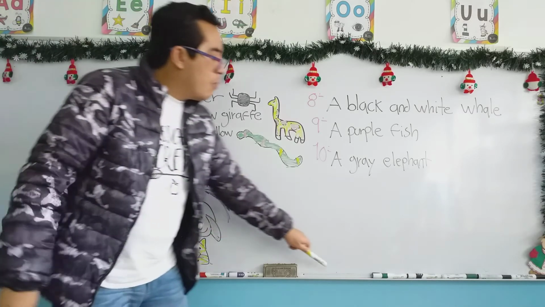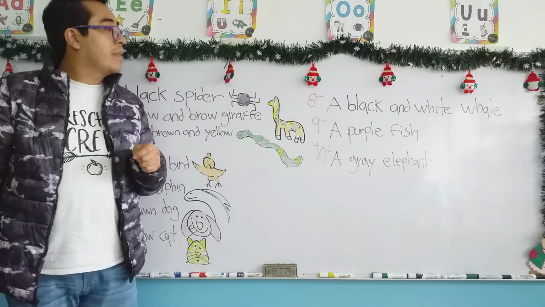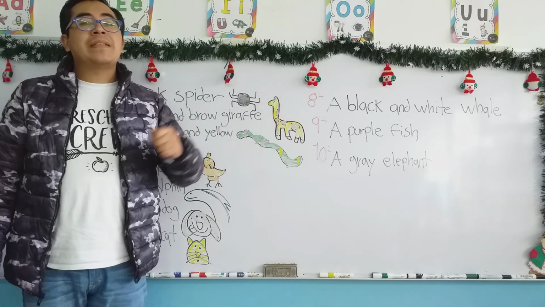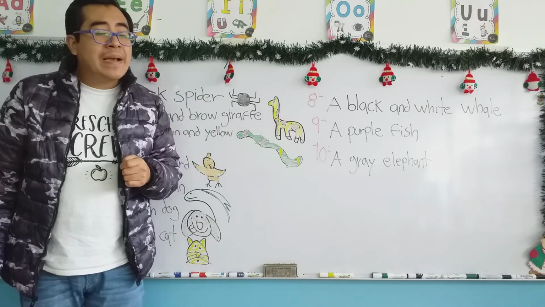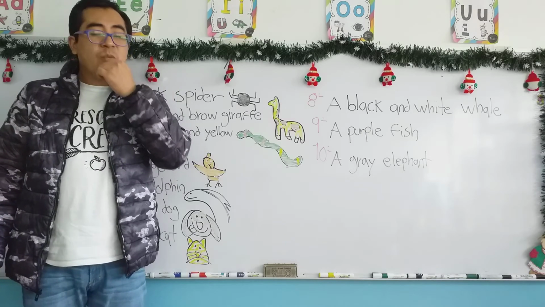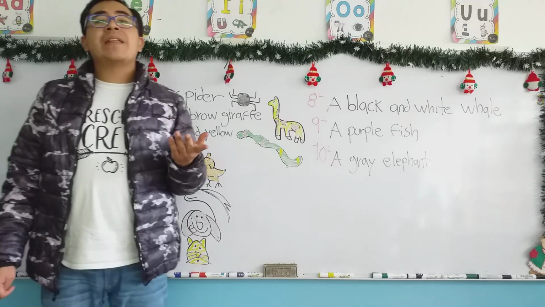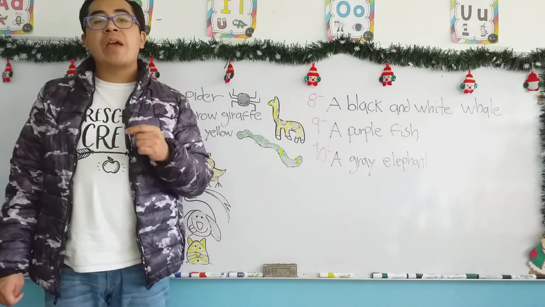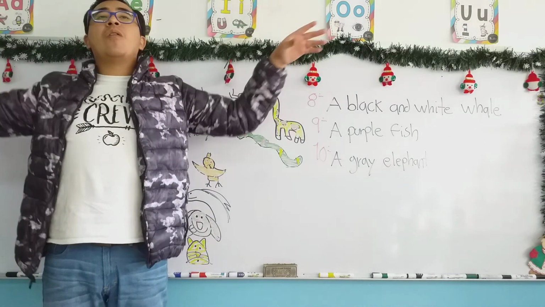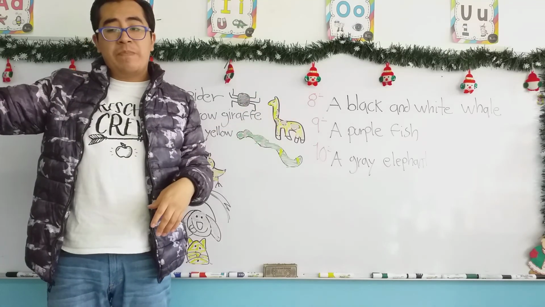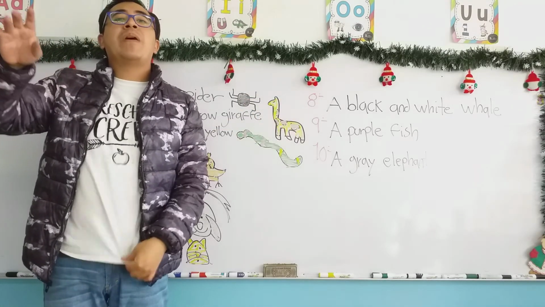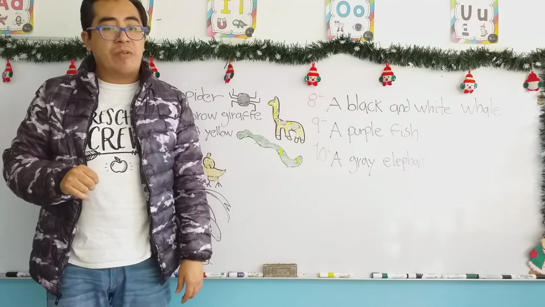So, a yellow cat. For number 8, it says a black and white whale. Now, whale, talking about animals of the sea, the whale is the biggest animal of all. And not just about the sea, but about the world in general.